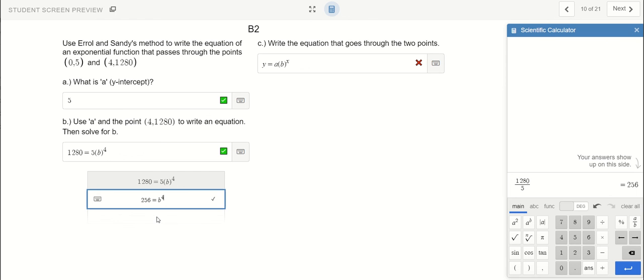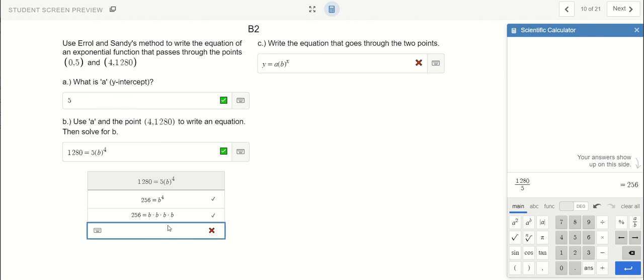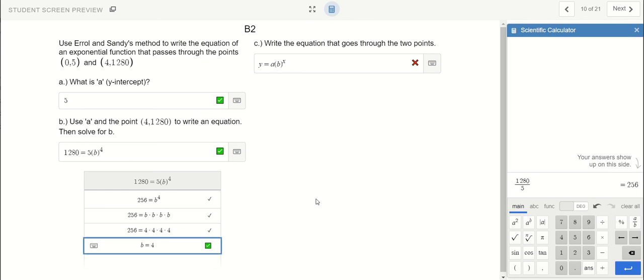B to the fourth power means I have 4 of these b's. So what number times itself 4 times is going to be 256? And that turns out to be 4. Notice that 4 times 4 times 4 times 4 is 256. So my b is 4. So here I'm going to plug in b equals 4, and we're starting at 5.